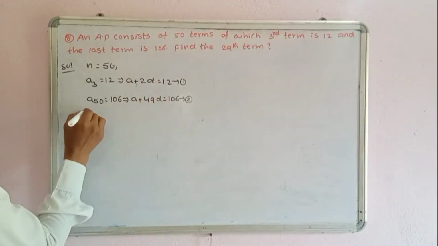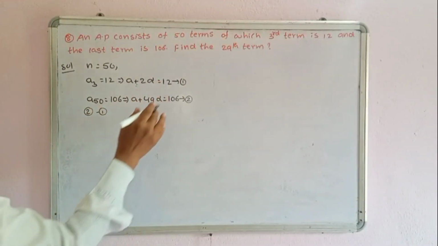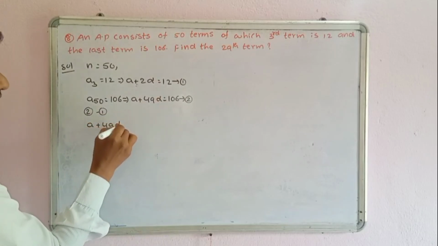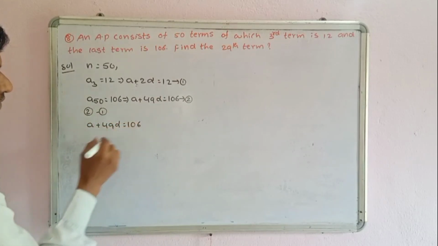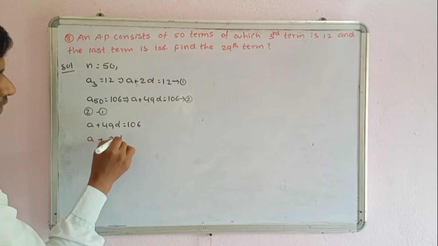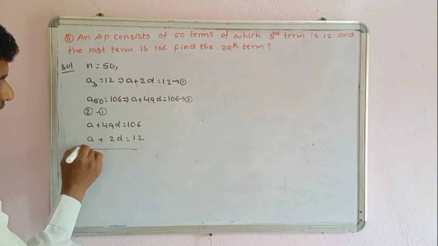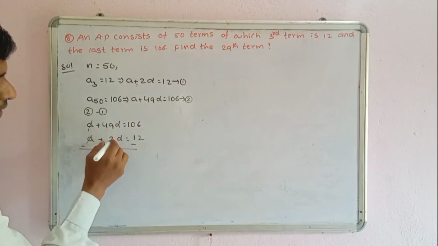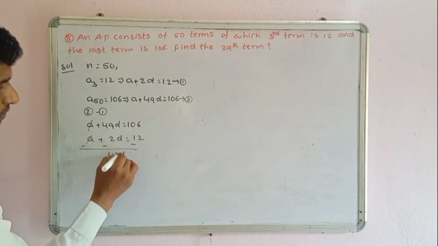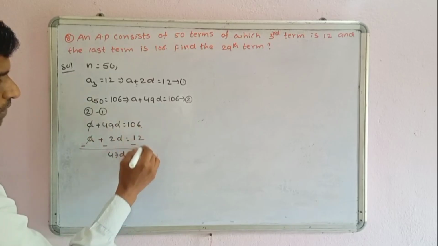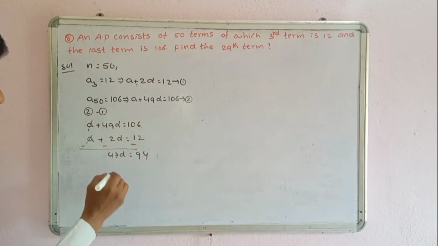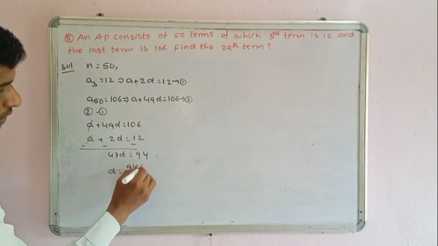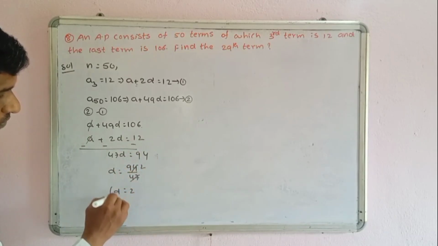Subtract 1 from 2. What is 2? A plus 49D equals 106. A plus 2D equals 12. Subtraction means change the signs. So A and negative A cancel. 49 minus 2 is 47 D equals 106 minus 12, that is 94. So D equals 94 by 47, 2 times. So D equals 2.